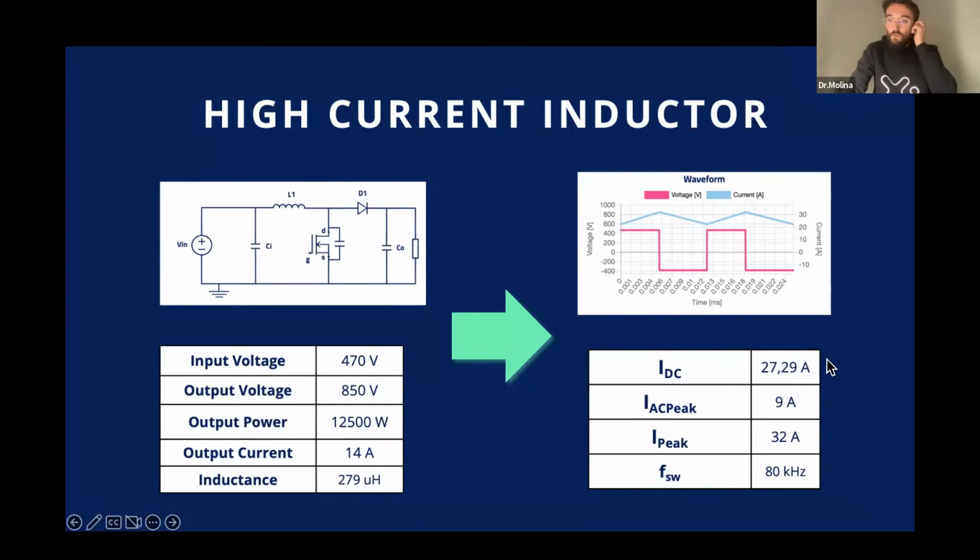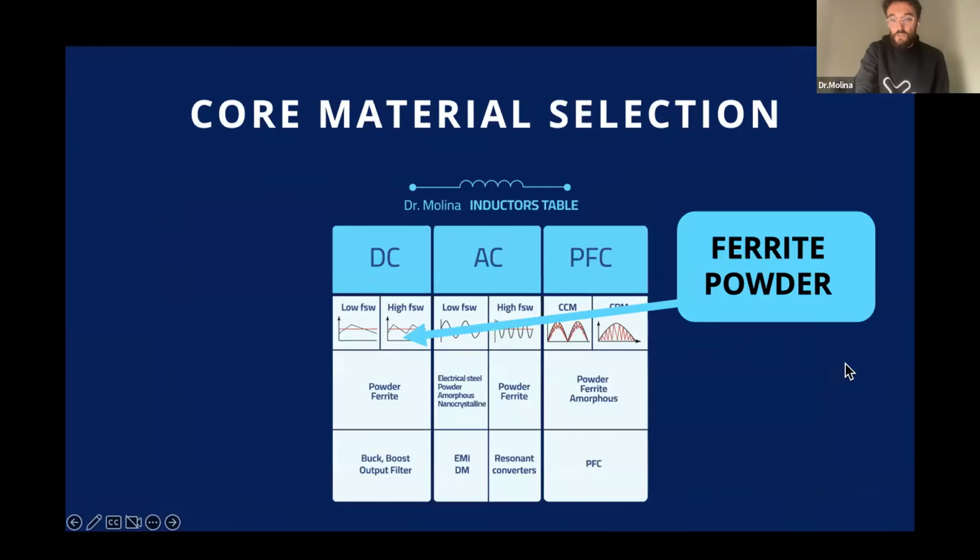Then we have, if the switching frequency is 18 kilohertz, the peak current 32, the variation of the AC is 9 amps, and the DC is 27. Also, we have to consider here the inductance as a value, and then we can go to make our calculations.